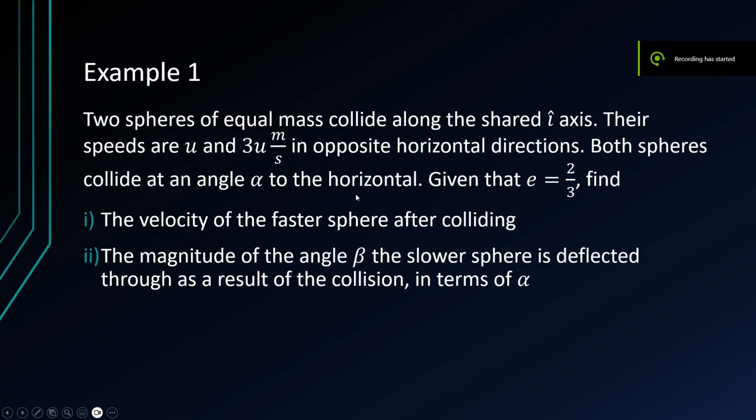So, two spheres of equal mass collide along a shared i-axis. Their speeds are u and 3u in opposite horizontal directions. Both spheres collide at an angle alpha to the horizontal. Given that e is 2/3, find, firstly, the velocity of the faster sphere after colliding, and secondly, the magnitude of the angle beta the slower sphere is deflected through as a result of the collision in terms of alpha.